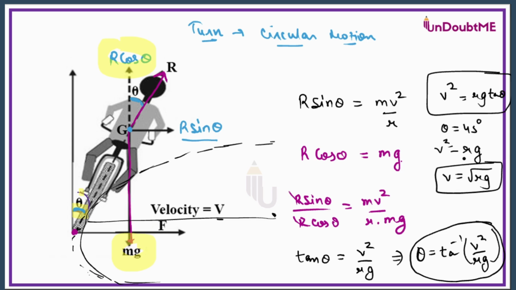These are not formulas to memorize, but you should understand the way we are solving these equations and the way we have written these forces. Primarily, these two equations of vertical and horizontal forces are important, and before that you should know how to draw a free body diagram representing all forces. So this was all about bending of a cyclist.